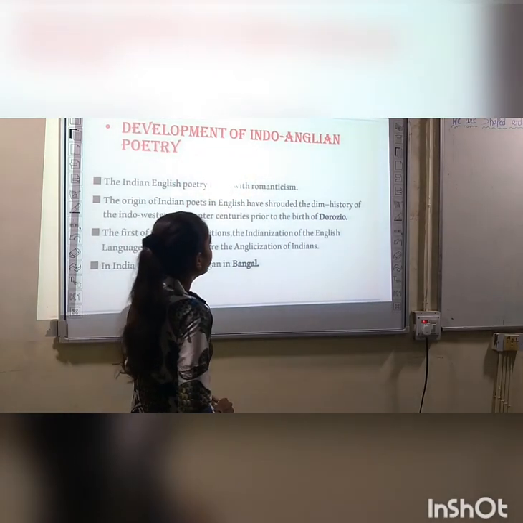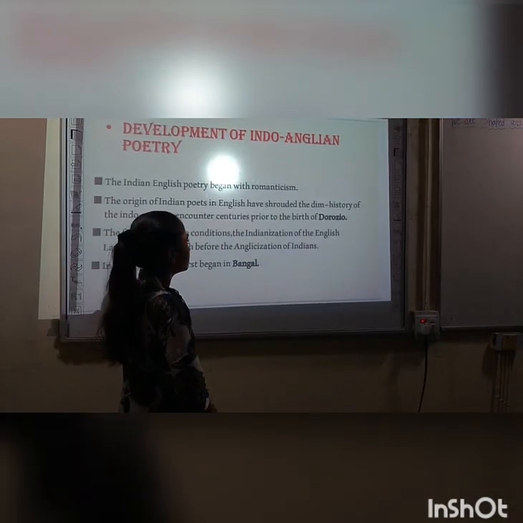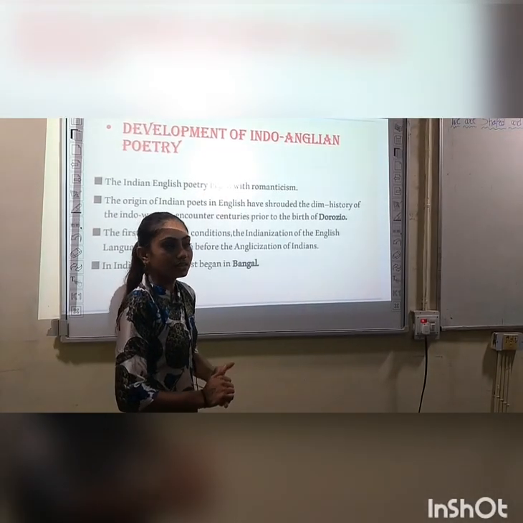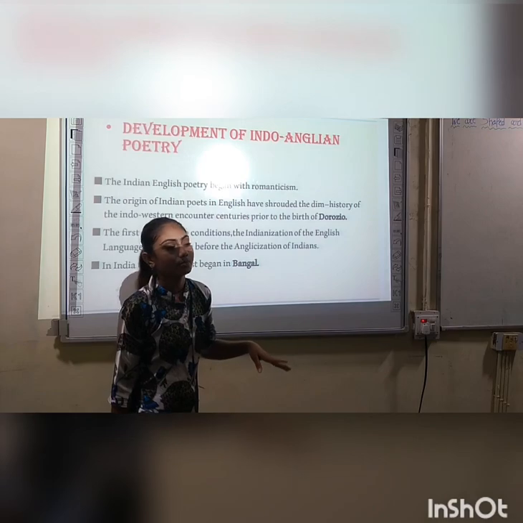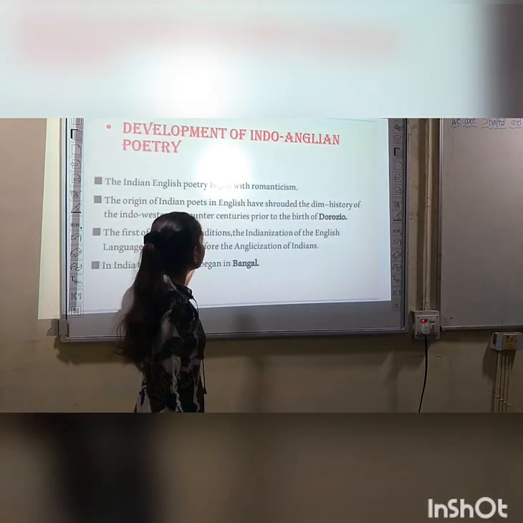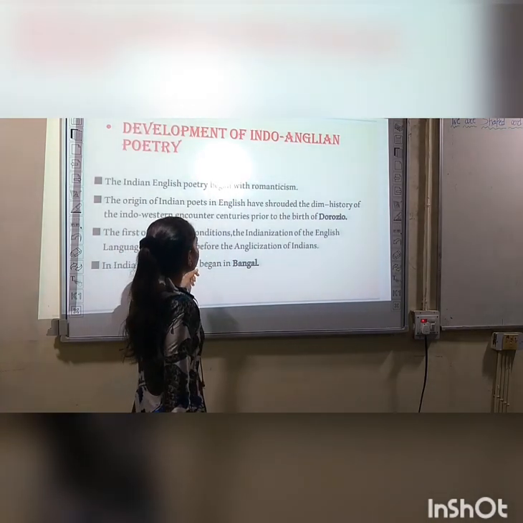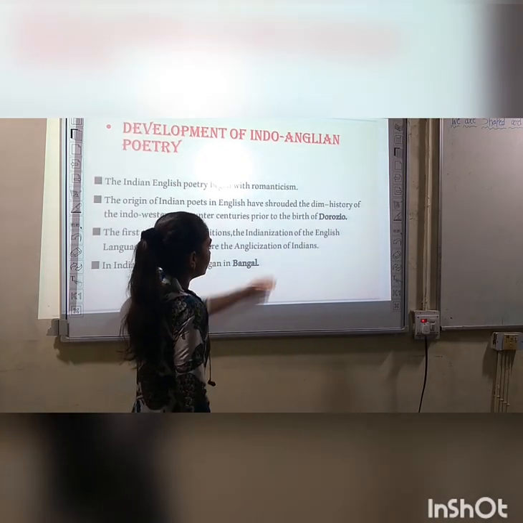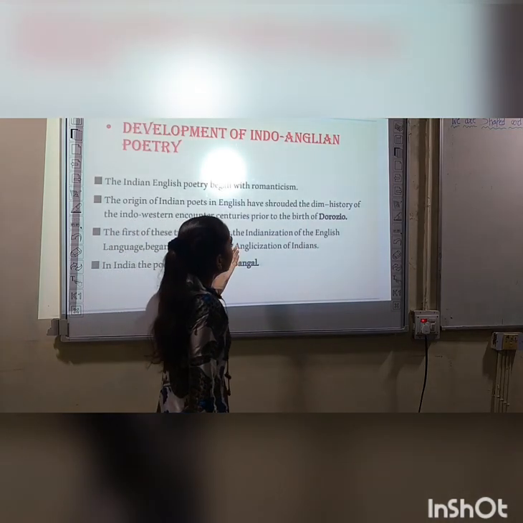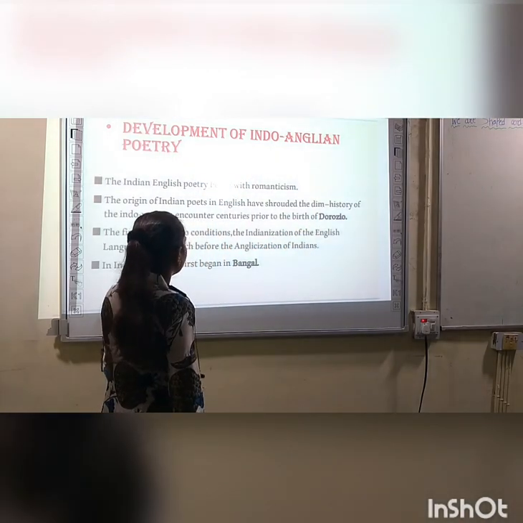Development of Indo-Anglian poetry. Indian English poetry began with Romanticism. In the beginning they imitated the Victorian and Romantic poets, and that is why we can say it began in Romantic times. The origin of Indian poets in English is rooted in the deep history of the Indo-Western encounter, centuries prior to the birth of Derozio. Derozio is a poet of Indo-Anglian literature.